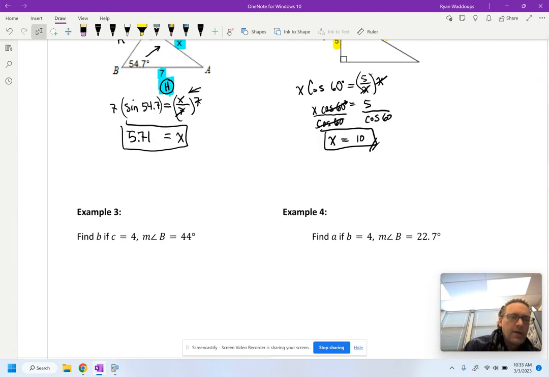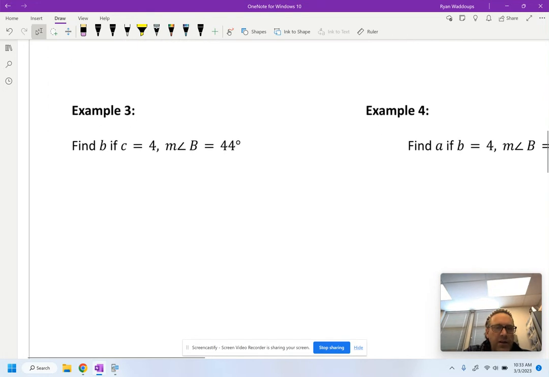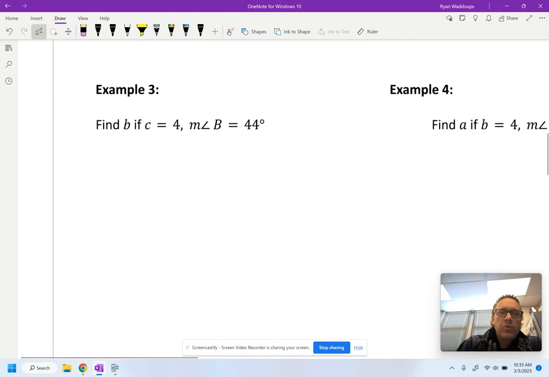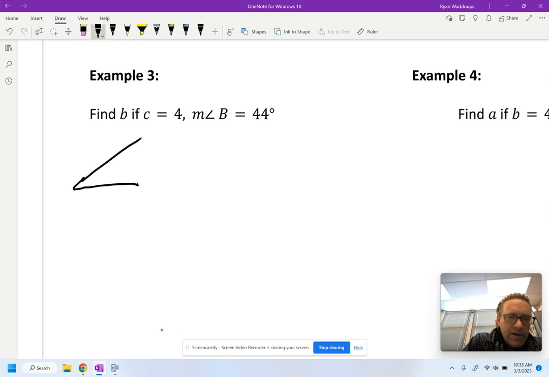All right, let's look at example 3. Find b if c equals 4, measure of angle B equals 44. Now this time they didn't give us a triangle, so when they don't give you a triangle, you want to provide one. And you just draw out a random triangle. It doesn't matter if it doesn't fit exactly, it probably won't, that's okay.